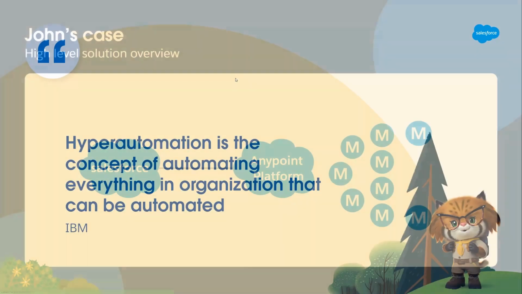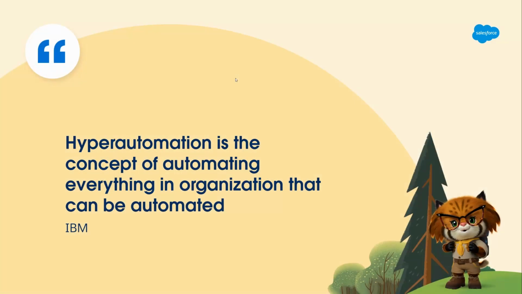So let's answer a simple question: what is hyperautomation? I found a quite nice quote from IBM that hyperautomation is the concept of automating everything, anything in an organization that can be automated. A pretty straightforward definition, and we can think here of a couple of tools that can help us achieve that goal, which is to automate everything.